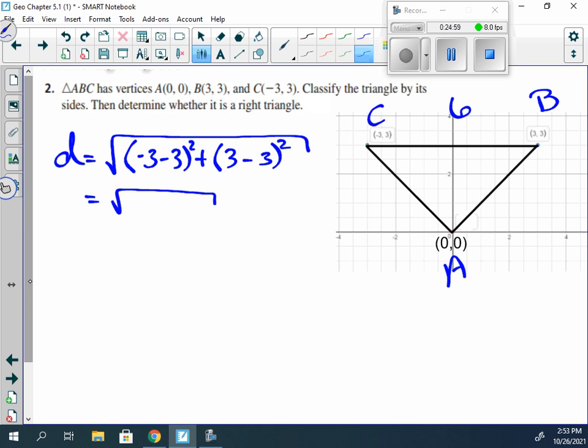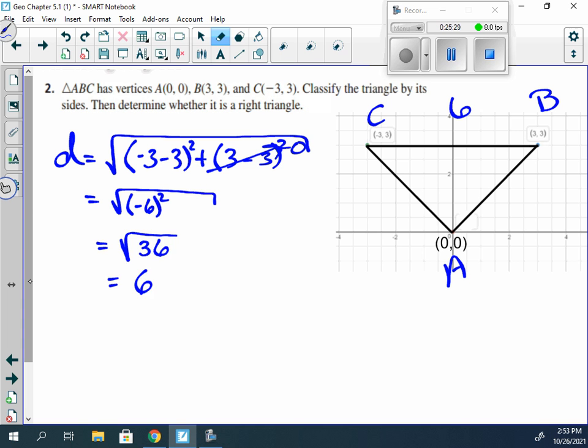Well, -3 minus 3 is negative 6. Now, 3 minus 3 here would be 0. Now, negative 6 squared is 36, and the square root of 36 is 6. So the distance from C to B is 6.